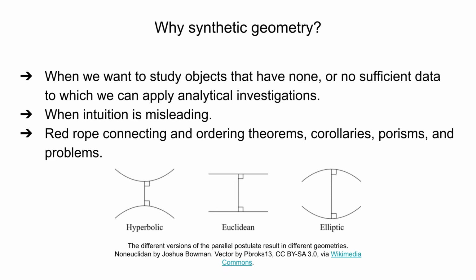Finally, such formal systems can be used as a frame or a red thread that orients among the manifold theorems, corollaries, porisms, and problems. It can help to relate and order them in a coherent way. This makes inconsistencies and problems more visible and helps also to memorize better. Down here we have a representation of parallel lines and how they behave in different mathematical systems.